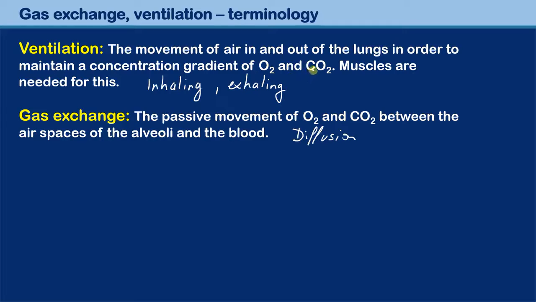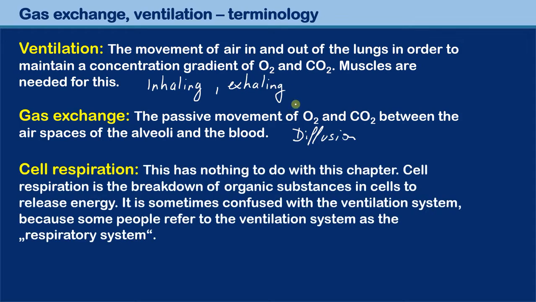And then there's a third term which is worth knowing, and this is called cell respiration. And maybe you're surprised, but this directly has nothing to do with this chapter. Cell respiration is the breakdown of organic substances, for example, glucose. It's the breakdown of these organic substances in cells to release energy. It does require oxygen, it does produce CO2, but strictly speaking, it is a biochemical process which really does not have to do anything directly with ventilation and gas exchange.